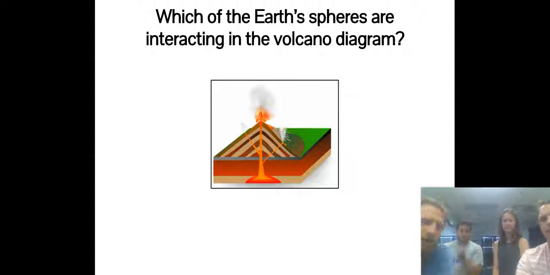Okay, so we've got an example here of a volcano, and we want to talk about what spheres are interacting in the volcano and maybe what type of feedbacks are taking place here too. So let's take a look at one example that they come up with here.